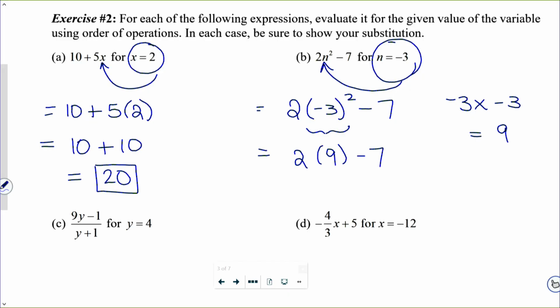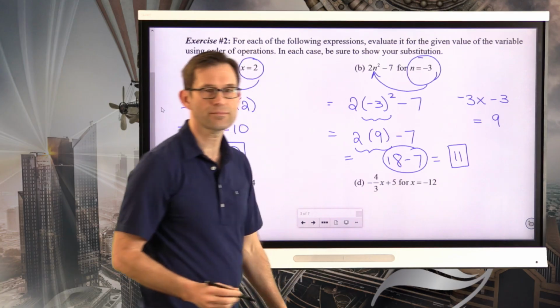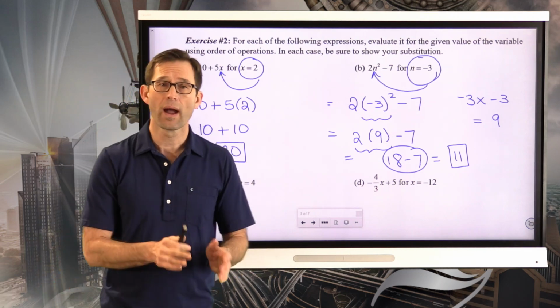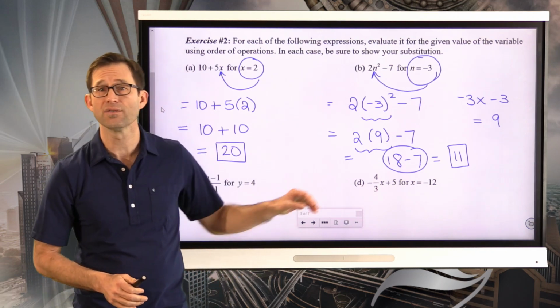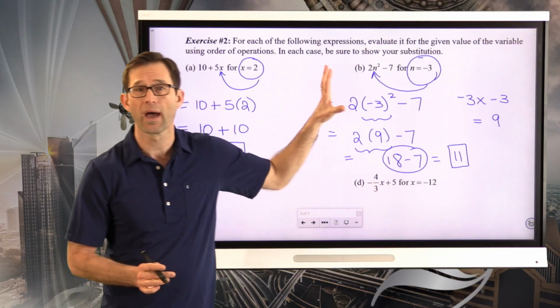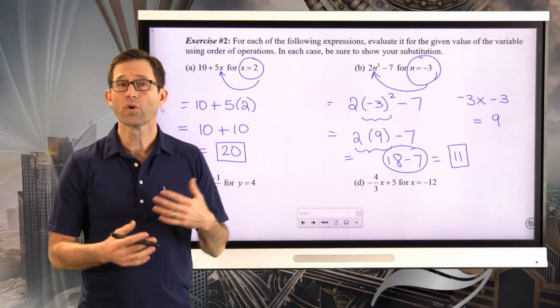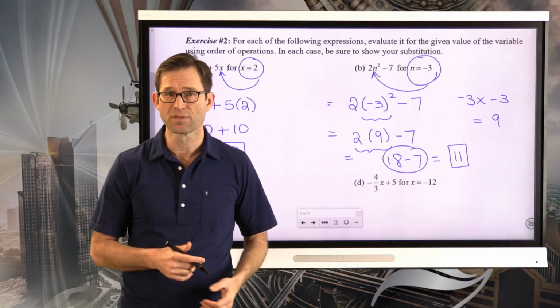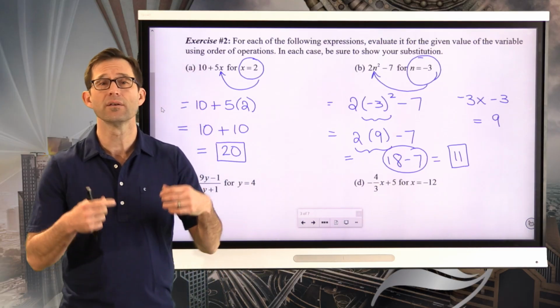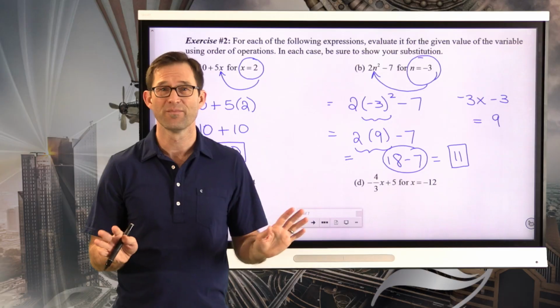All right, now I have to do this multiplication next. 2 times 9 is going to be 18. And the last thing I'll do is this subtraction. 18 minus 7 is equal to 11. All right. You should definitely have scrap paper on the side of your sheet, in case you need to do a little bit of this calculation and you don't have the room for it on your paper. Keep in mind all of your rules in terms of negatives and positives. Things like a negative times a negative is a positive, a negative divided by a negative is a positive, etc.